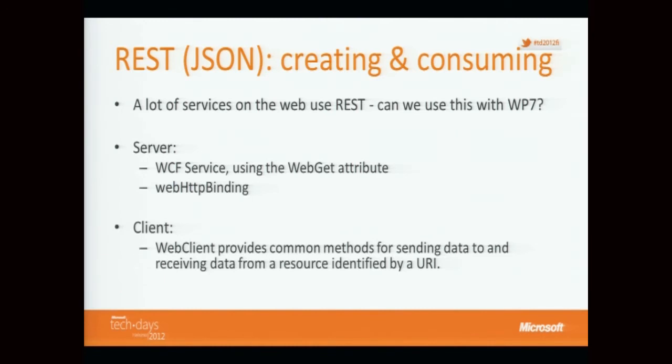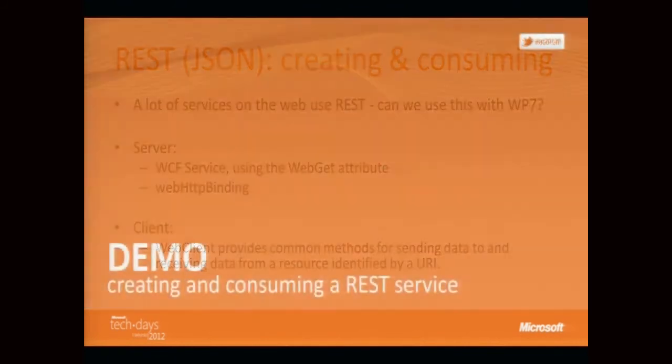And on the client we can no longer use the proxy generation, but we can use a web client. Web client is provided in Windows Phone 7 and it provides common methods for sending and receiving data coming from a certain URI. So you can use the web client to, for example, access a static XML file somewhere. But as you know, if you're using a REST service, the REST service is actually also accessible through a URI which defines what the data will be returned. So in fact, from that point of view, for the web client, it's actually just a resource identified by a URI. So the web client is used for that.